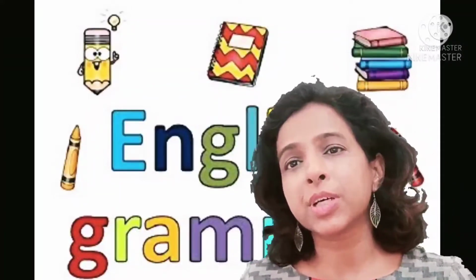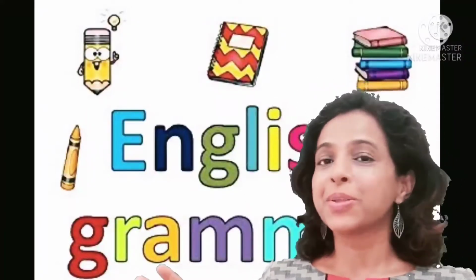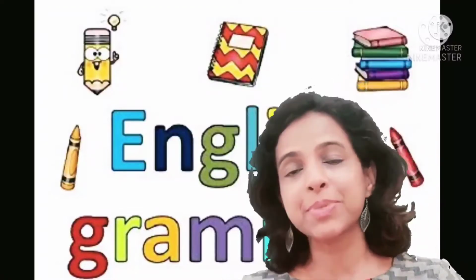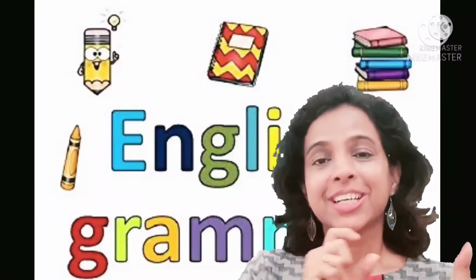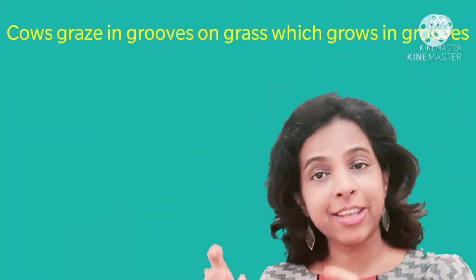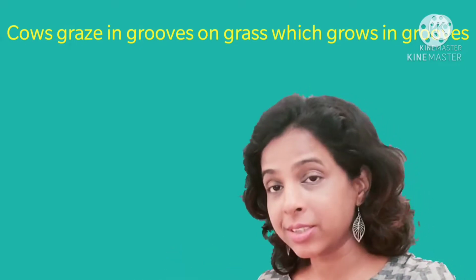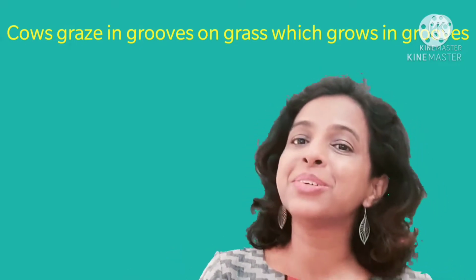Cows graze in grooves on grass which grows in grooves. This is a tongue twister. Let me say it in slow motion. Cows graze in grooves on grass which grows in grooves.